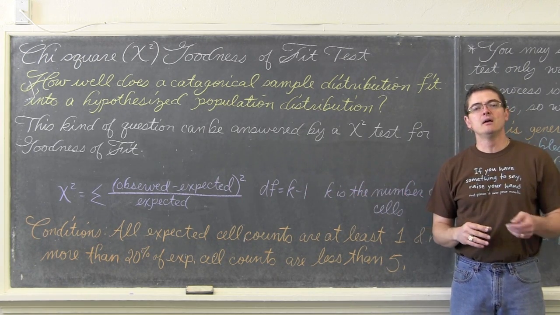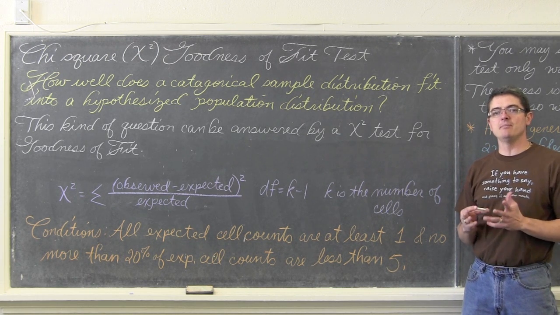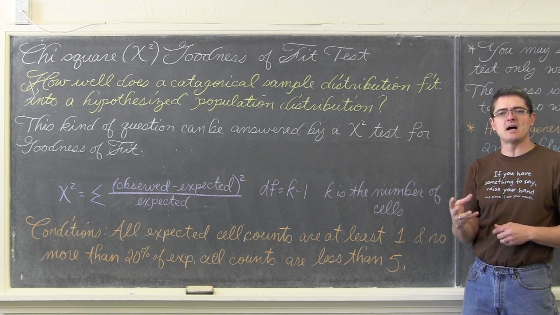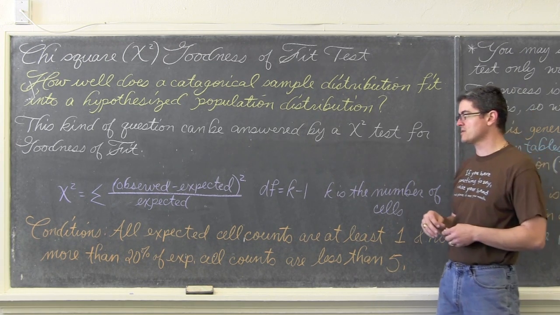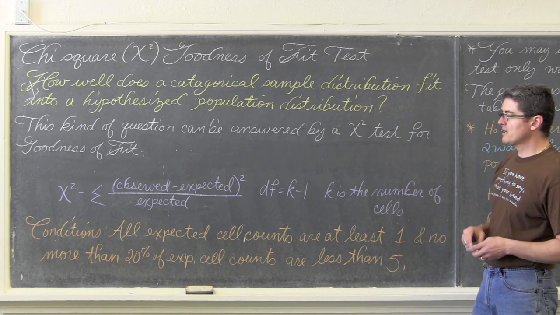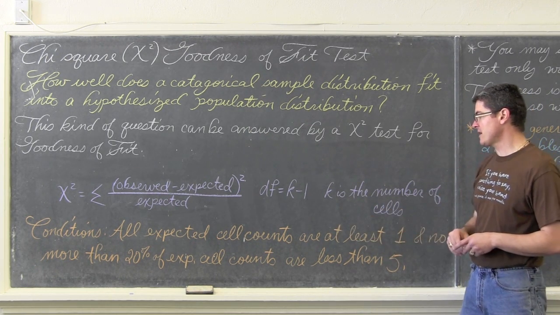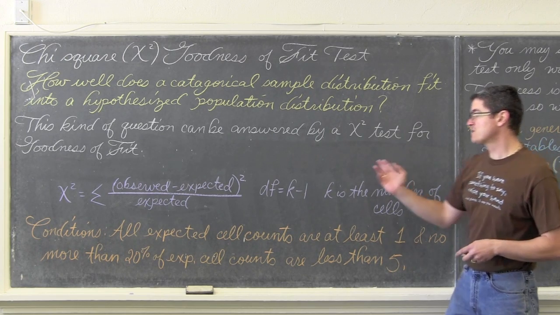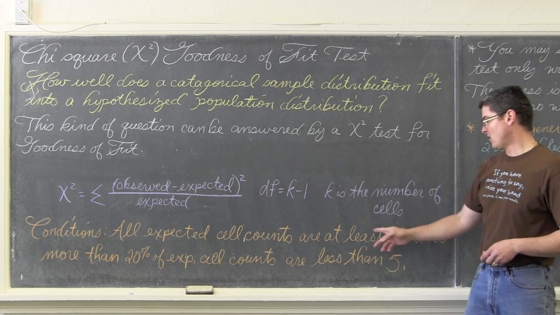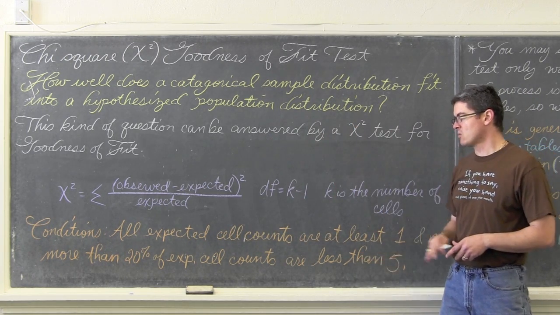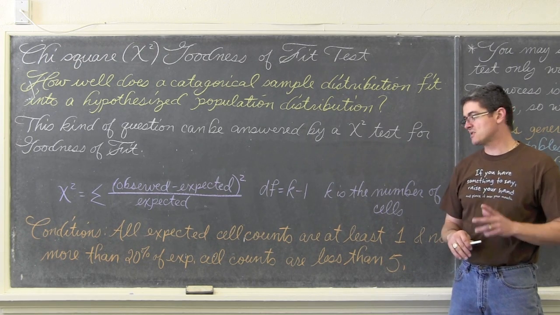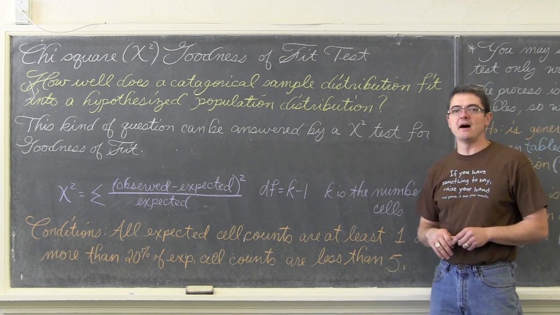So it's not about how big the numbers are in the table, it's about how many cells, or what size that categorical table is. The conditions for doing a chi-square test are that all of our expected cell counts are at least 1, and no more than 20% of the expected cell counts are less than 5.